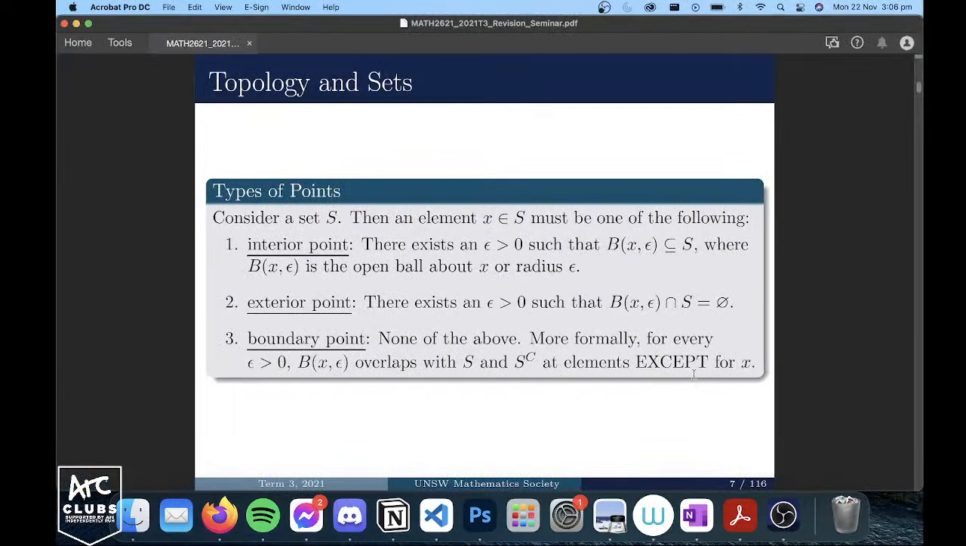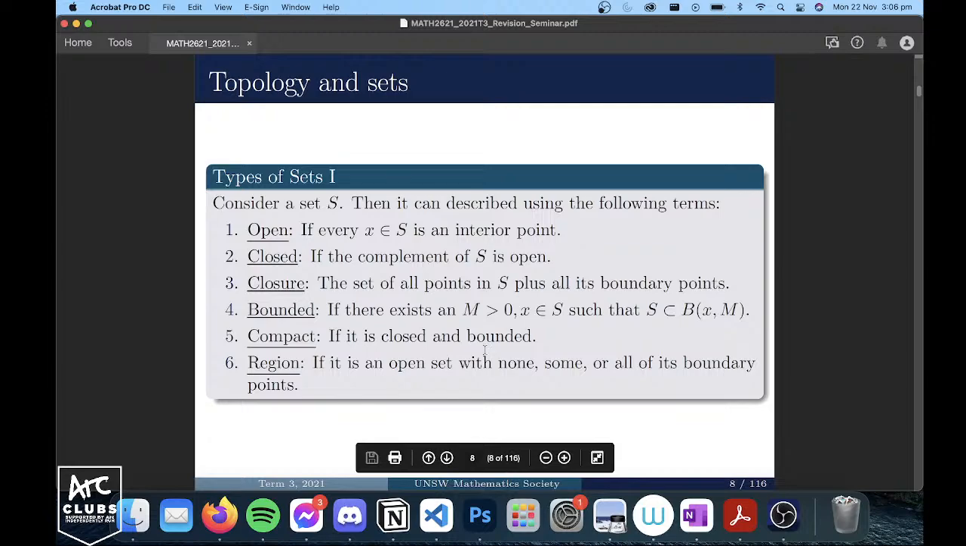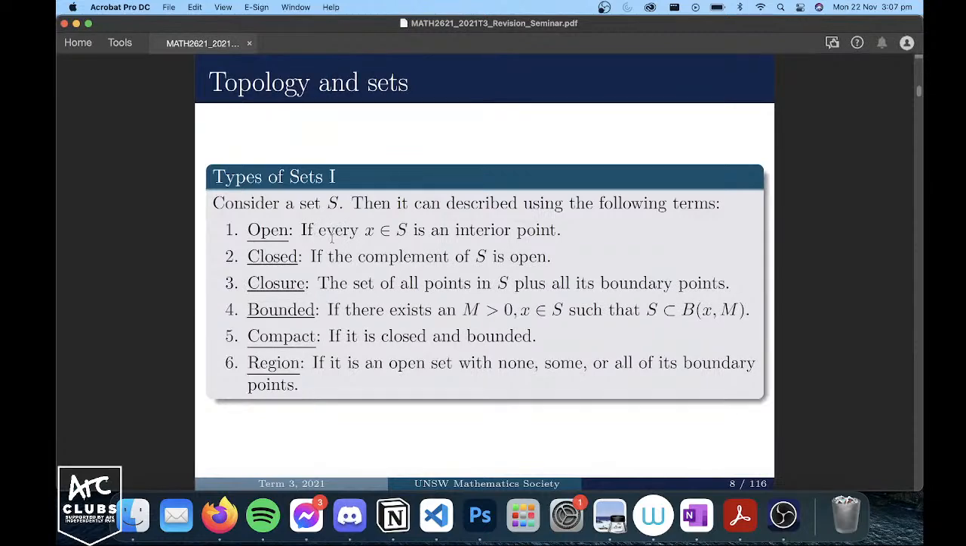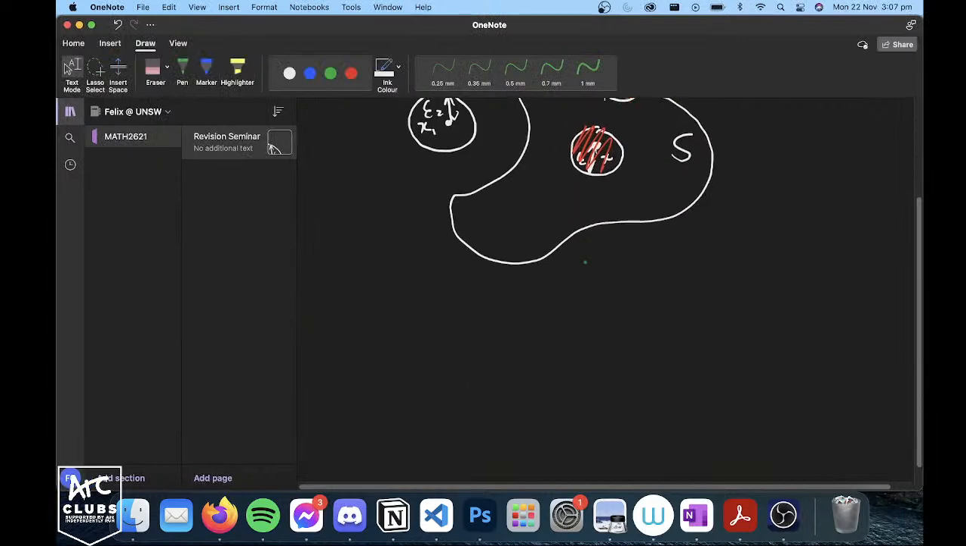But these are just more formal definitions. And we can extend this to further definitions. A set is considered an open set if every single point within the set is an interior point. So what that would look like is something like this.